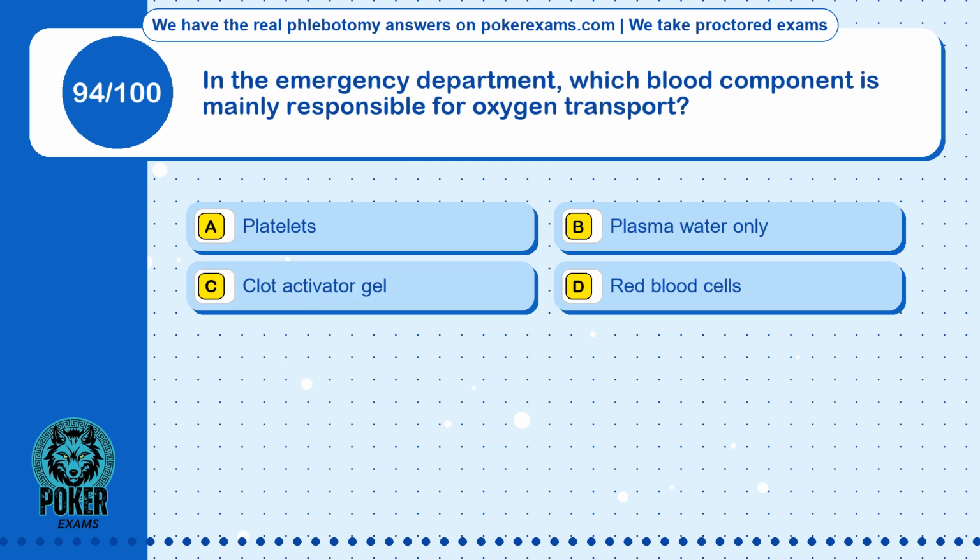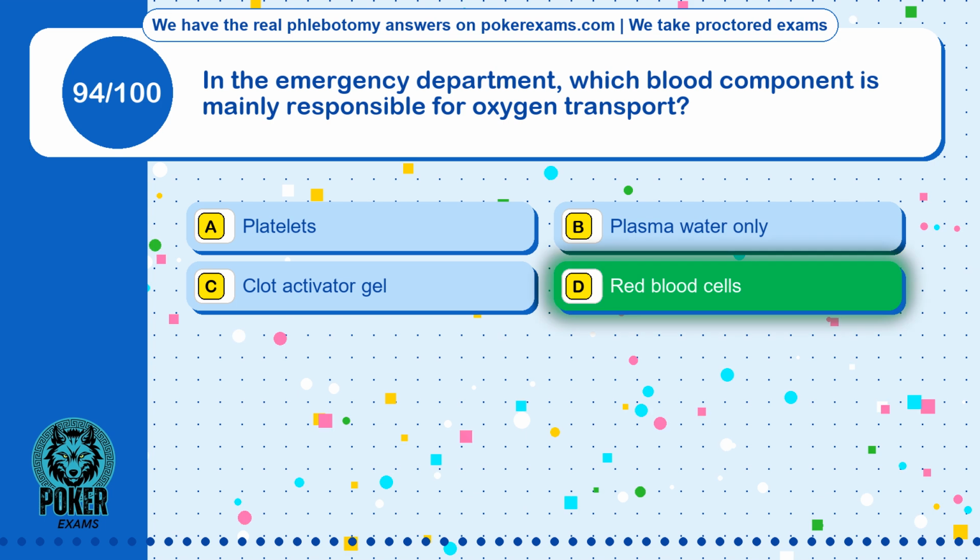Question 94. In the emergency department, which blood component is mainly responsible for oxygen transport? Option A, platelets. Option B, plasma water only. Option C, clot activator gel. Option D, red blood cells.